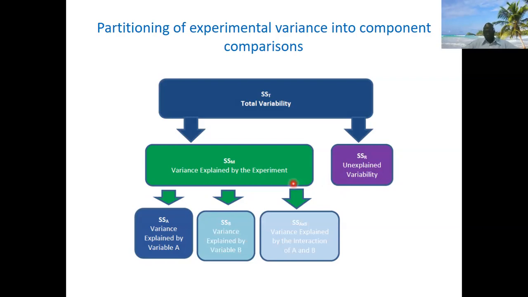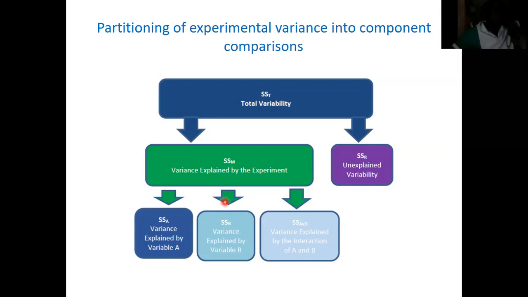That was the end. But here, it doesn't end like that because it's not only one factor. You need to split that sum of squares model into the effects of those factors, if there are two, if there are three. Look at what it does. The sum of squares model is now split into the variance explained by the first factor A, the variance explained by the second factor B, and the variance explained by the interaction of both of them, when they interact also.